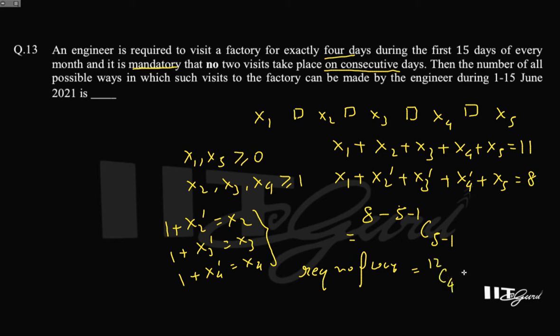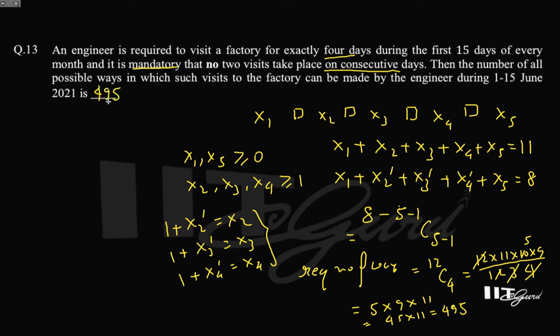Now you can solve this also. 12C4 is 12 into 11 into 10 into 9 upon 1 into 2 into 3 into 4. 3 into 4 is 12, and then 2 into 5 is 10. So 5 into 9 into 11, that is 45 into 11, which is 495, and that's our answer. So the final answer is 495. This is your final answer. In this way you have to write.